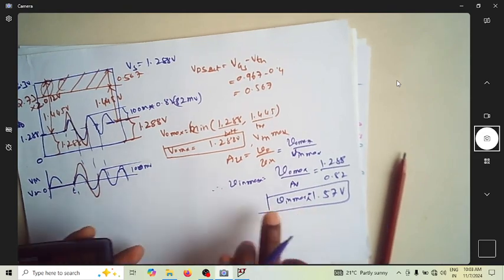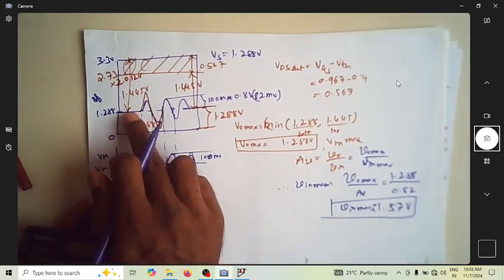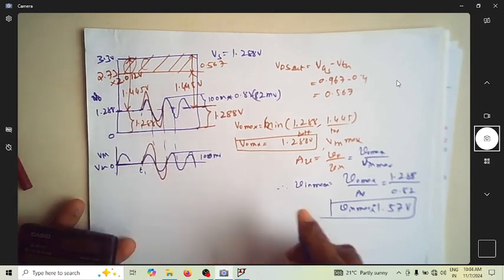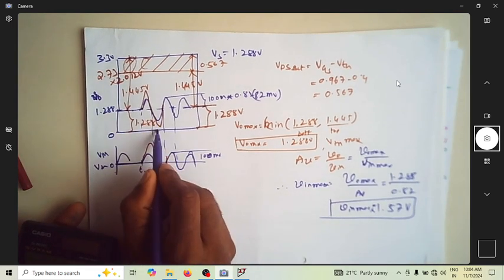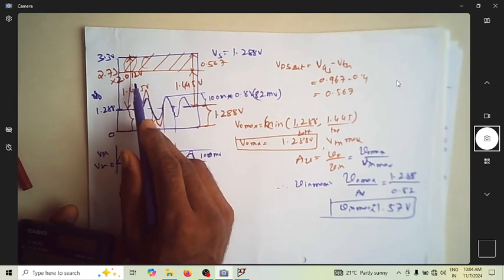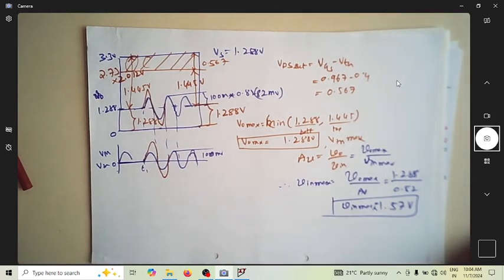If you apply less than this, it's fine. If you apply any voltage less than 1.57, the output voltage will be within the available swing. If you try to apply more than 1.57, it will clip on the bottom side. Maybe on the top side it may be fine because you have more swing. So V in max is 1.57 volts.